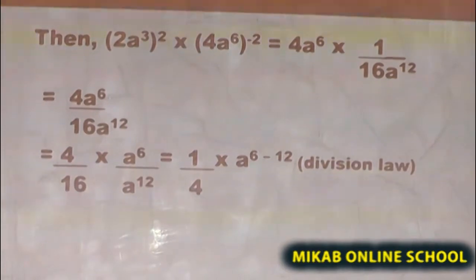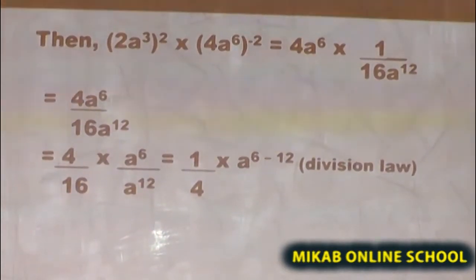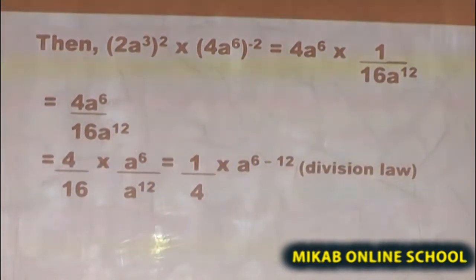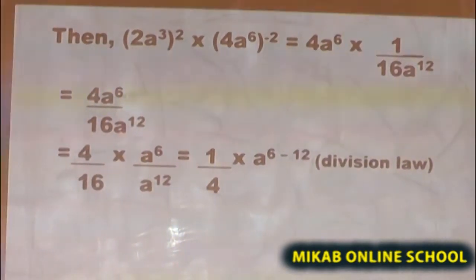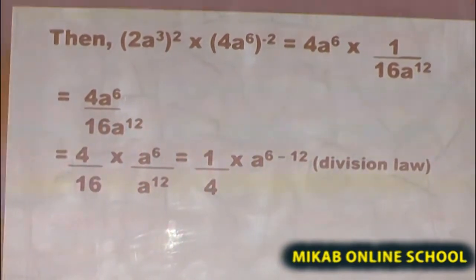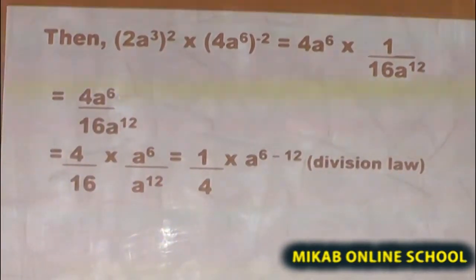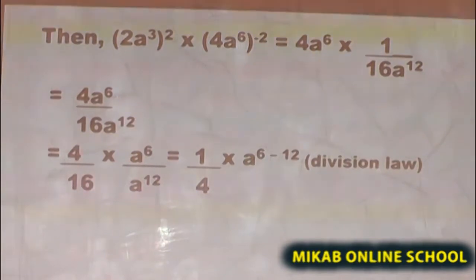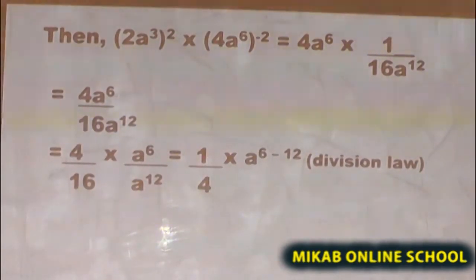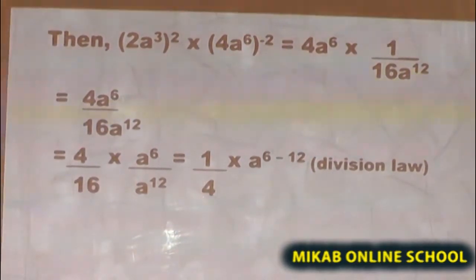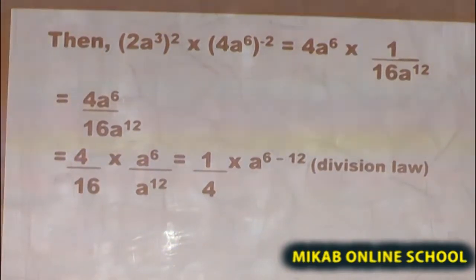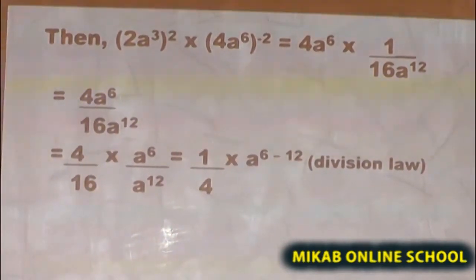We are going to have 4 all over 16 times this a raised to the power of 6 all over this a raised to the power of 12. And 4 into 4 will give us 1. 4 into this 16 will give us 4. And the expression of this 4 over 16 is still the same thing as 1 all over 4.